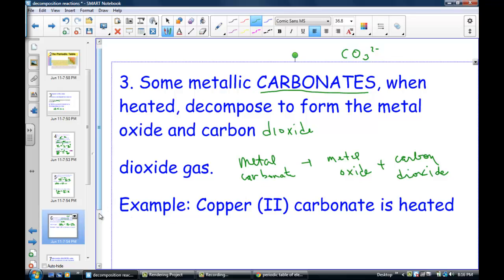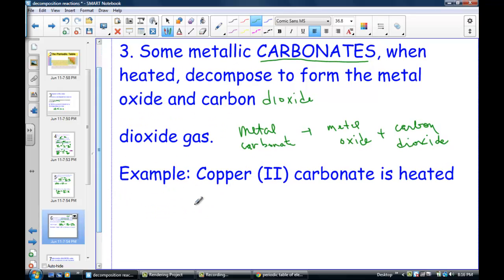Let's show an example. We have copper carrying a +2. The Roman numeral is telling me it's a +2. Carbonate, that's our polyatomic ion that we're studying. When carbonates decompose, they have a very specialized pattern.